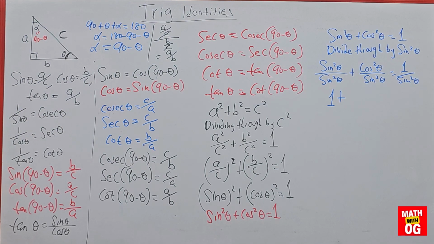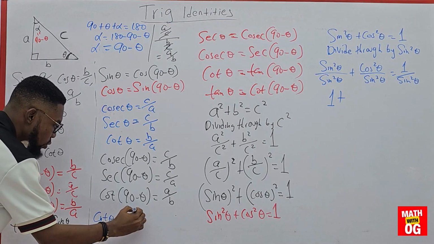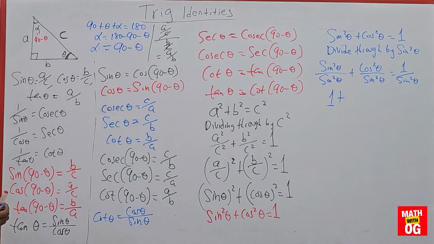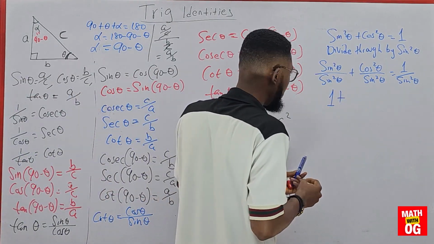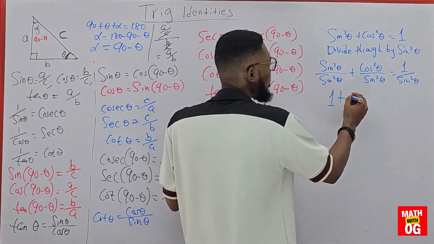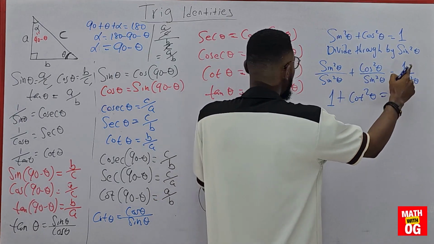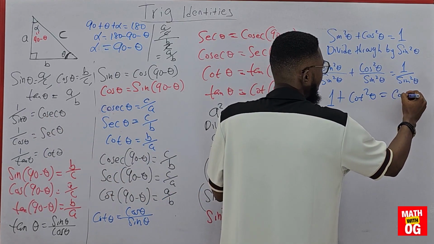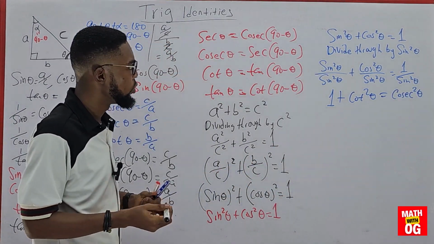In similar fashion, cot theta is equal to cos theta all over sine theta. So that's another trig identity that you need to know. So cos over sine is cot. So this should give me 1 plus cot squared theta, because we're having a square here, is equal to, what is 1 over sine? 1 over sine is cosec squared theta. So that's another trig identity that you need to know.